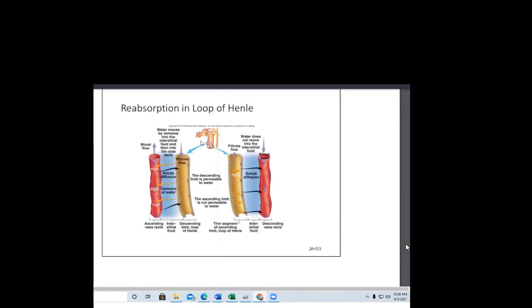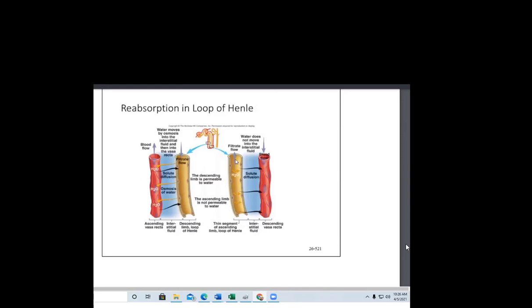So when we get to the loop of Henle, we have reabsorption. If we're looking at the ascending limb versus the descending limb, here's the descending limb of the loop of Henle. We're zeroing in right here. The descending limb is only permeable to water. So we will see water leaving the descending limb and entering into the bloodstream. It's absorbed by this blood vessel that's right next to the loop of Henle. So it leaves the tubule and enters the bloodstream. That's going to preserve our blood pressure.